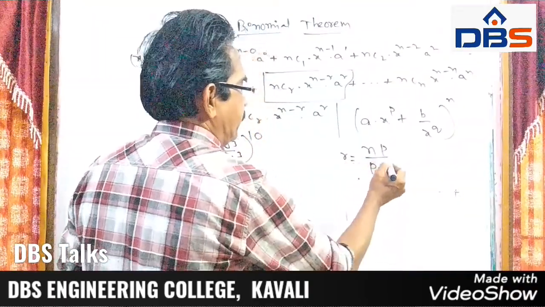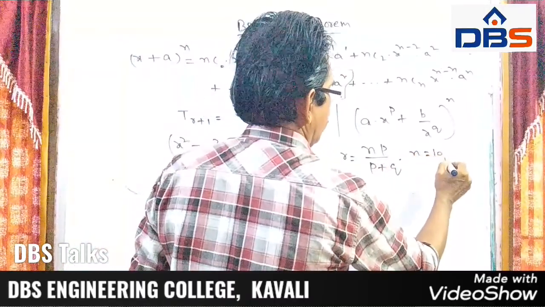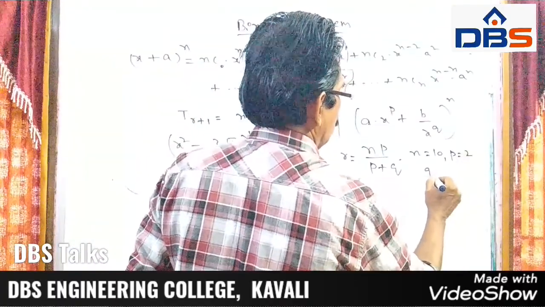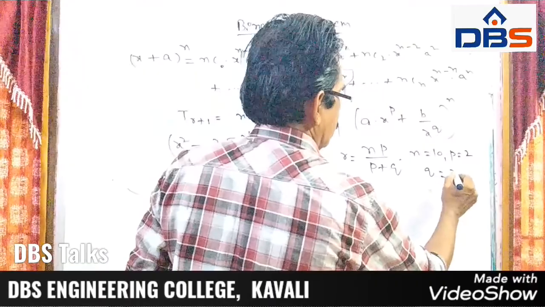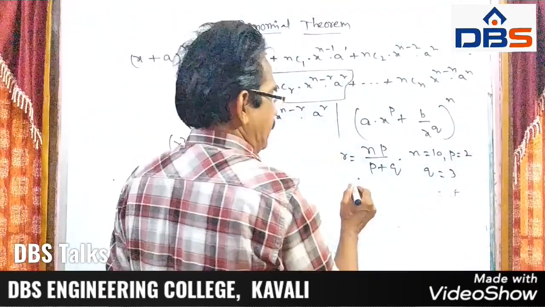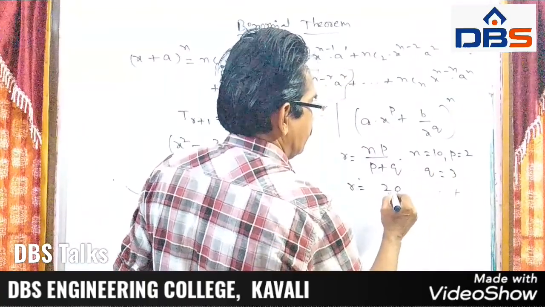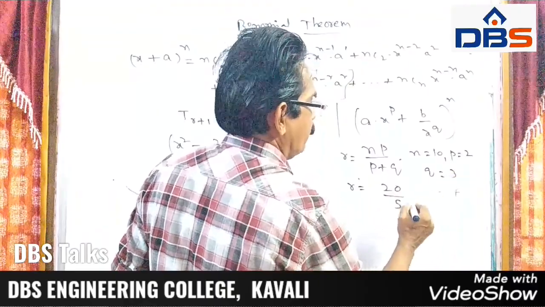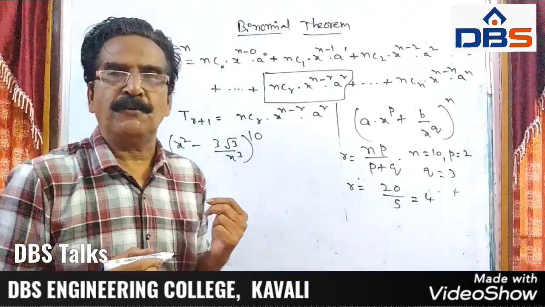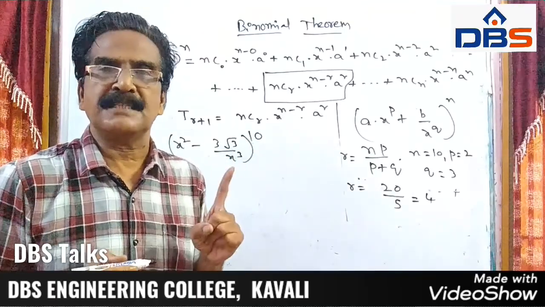r is equal to np by p plus q, where n is equal to 10, friends. p is equal to 2, since it is x square, and q is equal to 3. So np by p plus q: r is equal to 10 twos are 20 by p plus q, 2 plus 3 is 5, 5 fours are 20. So r is equal to 4. R is equal to 4 means r plus 1, the fifth term, is the required term.